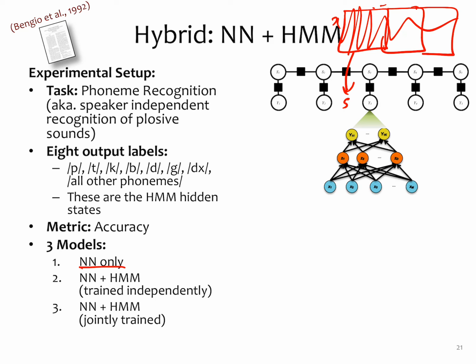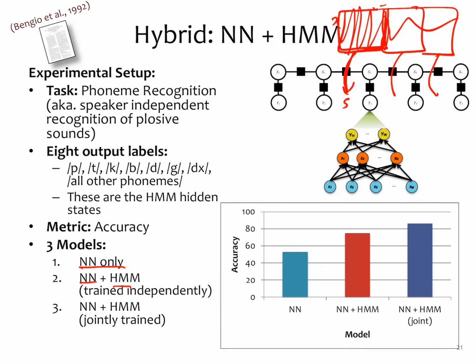The second one combines the neural network and the HMM independently. You train a neural network to predict S, train it independently, and then plug that into your HMM. And the third one is where you train them jointly. And this is the result.